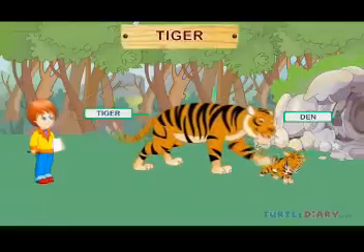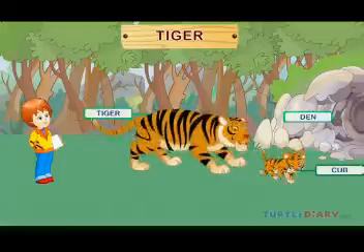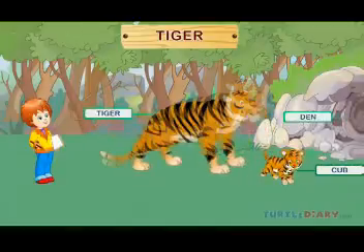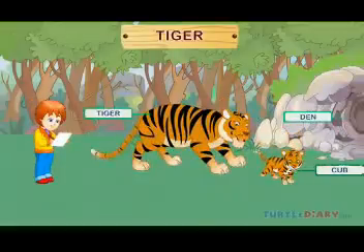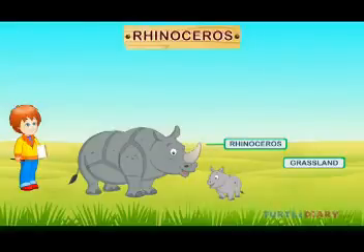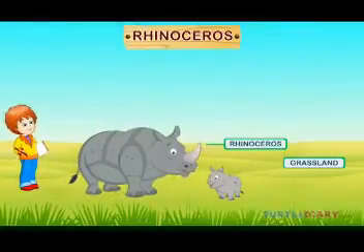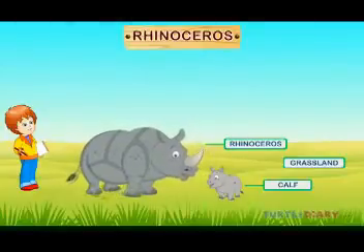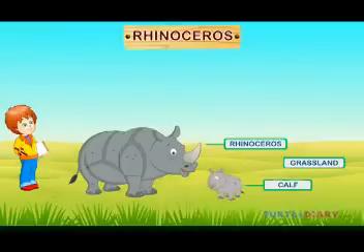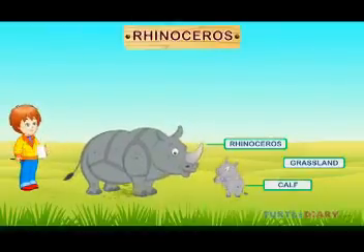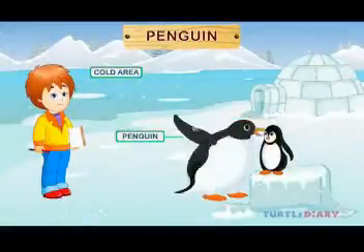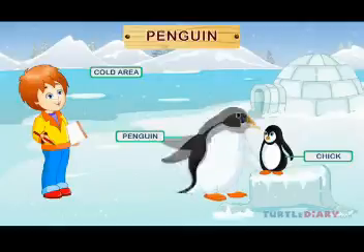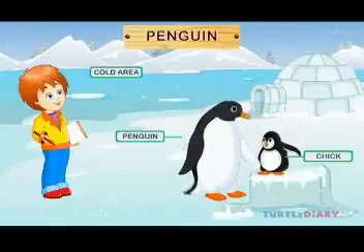Tiger. This is a tiger. A baby tiger is called a cub. Tigers live in the jungle and their home is called a den. Rhinoceros. Here is a rhinoceros. A baby rhinoceros is called a calf. They are mainly found in grasslands, dry forests, and plains. Penguin. This is a penguin. A baby penguin is called a chick. Penguins live in oceans, seas, and cold areas.